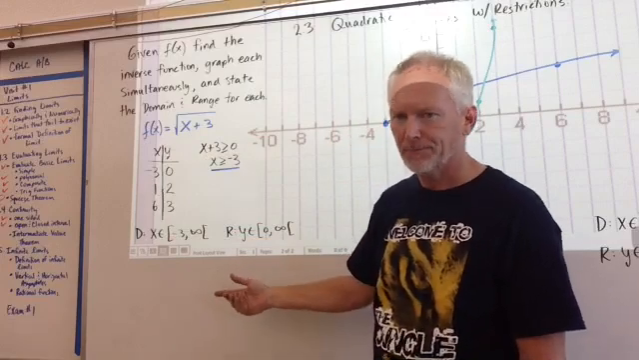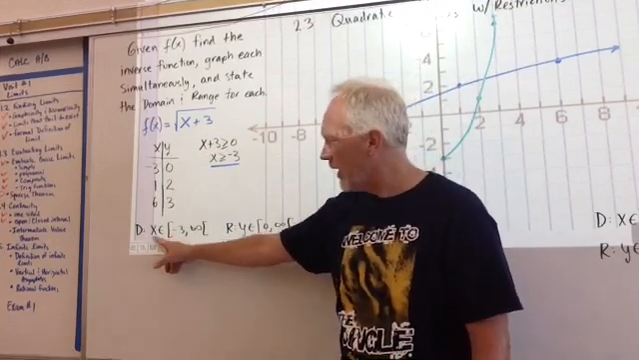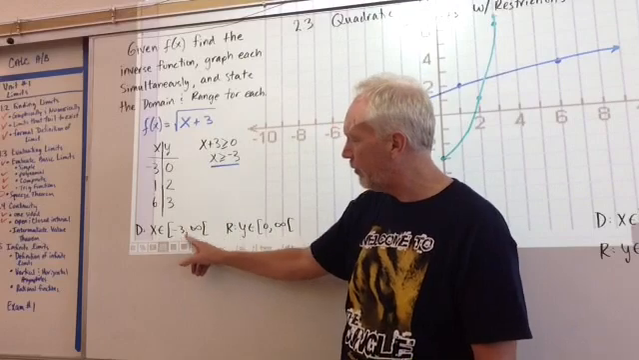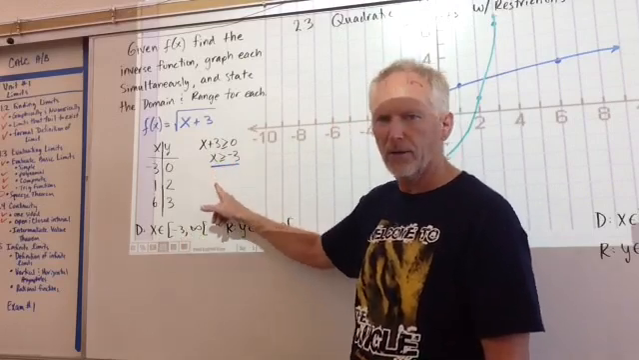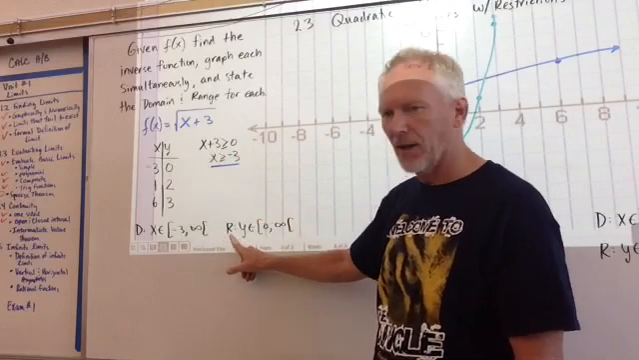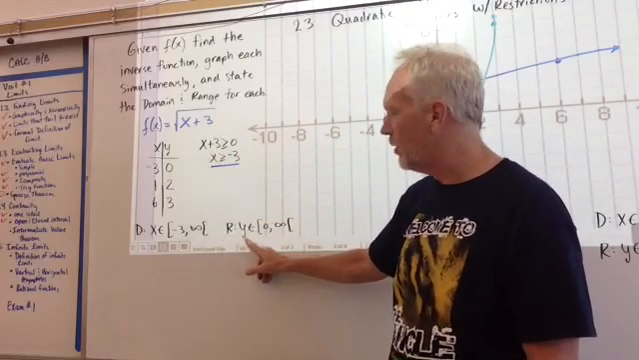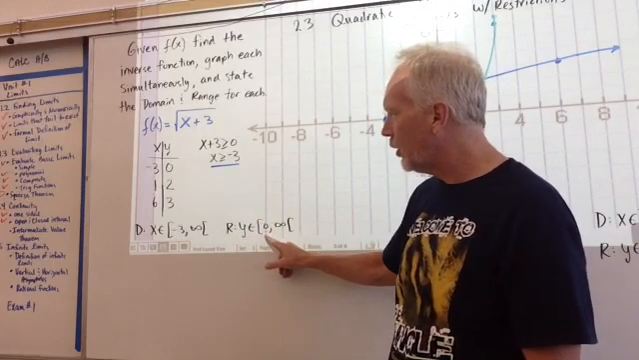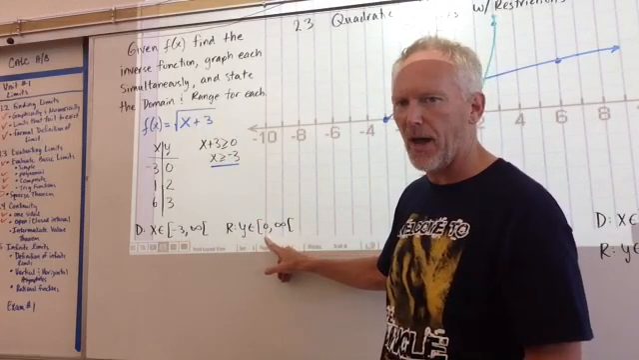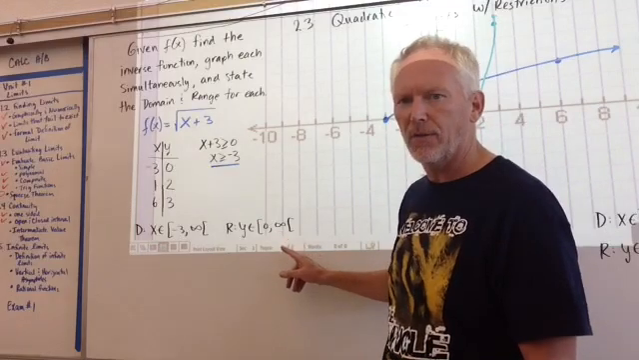We look at the domain. Domain, x is an element from negative 3 to infinity. That's basically what we described here. And then we can take the range. The range is the y values. y is an element of, including 0, because 0 is a value, to positive infinity.